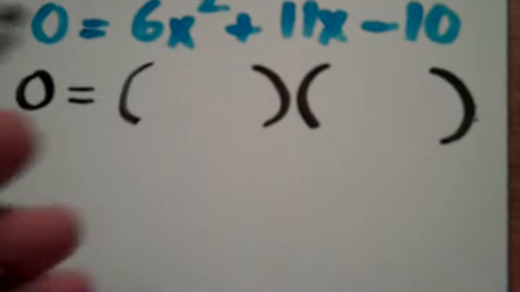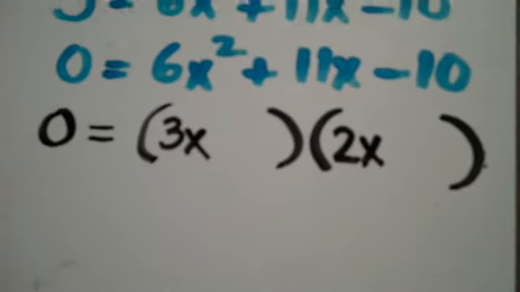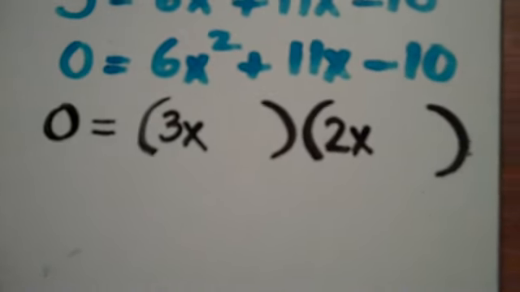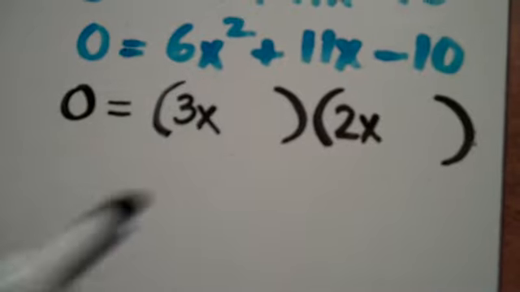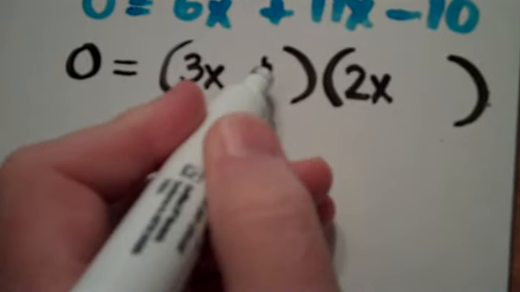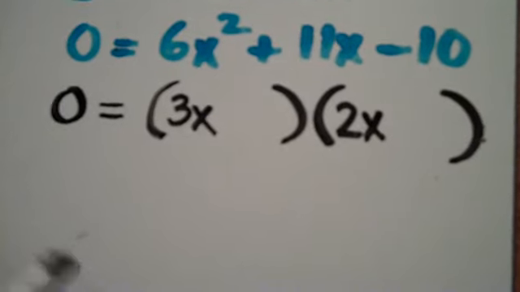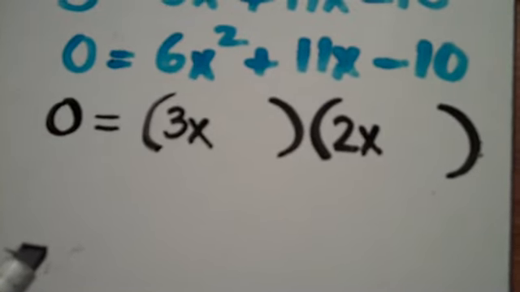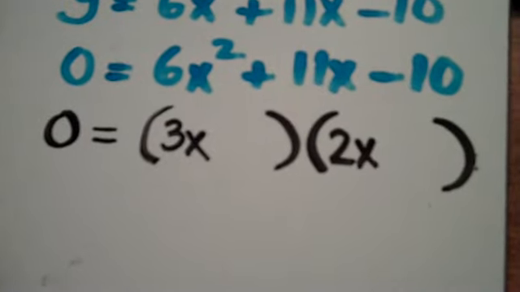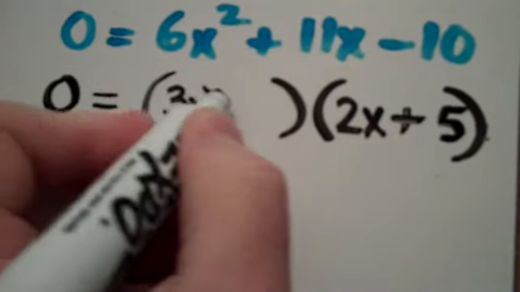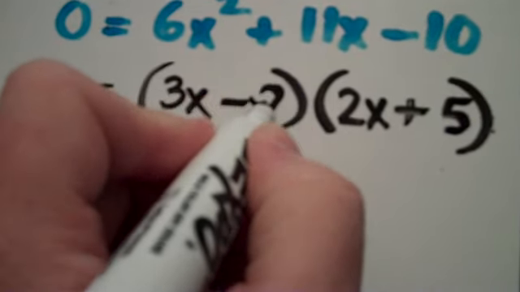For 6x squared, I'm going to try a 3x and a 2x. But again, remember, one possibility may be a 6x and a 1x. You're just not psychic. That's why the method's called trial and error when you're factoring a trinomial. The last two numbers multiply together to give me a negative 10, which means one sign is positive and one is negative. I can factor fairly quickly. I see that I have to put a plus 5 here, and I have to put a minus 2 here.